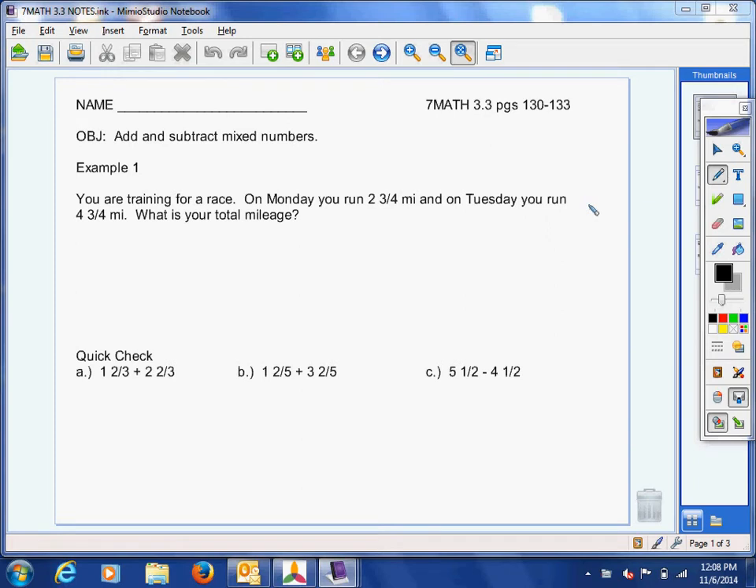Start 3.3. We're going to discuss adding and subtracting mixed numbers. I think you guys already know how.